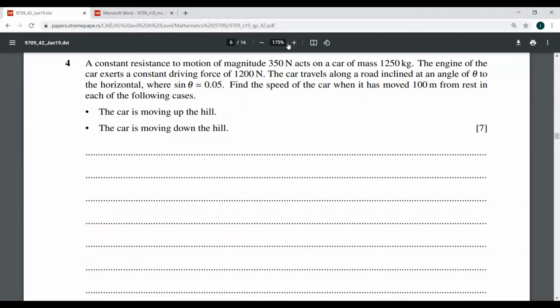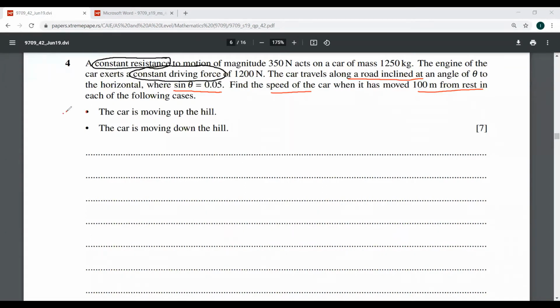So we need to underline this: there is a constant resistance, and then there is a constant driving force. We keep on highlighting the important information here. The car travels along a road inclined at an angle theta, where sine theta is 0.05. Find the speed of the car when it has moved 100 meters from rest. In each of the following cases, the car is moving up the hill.